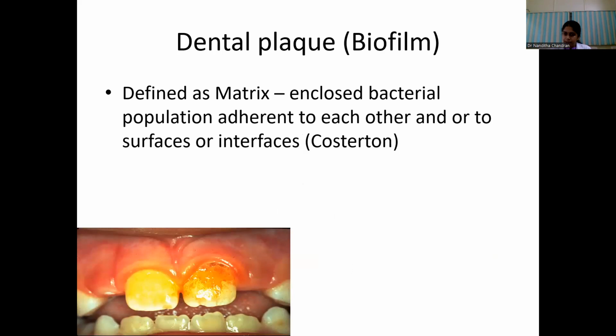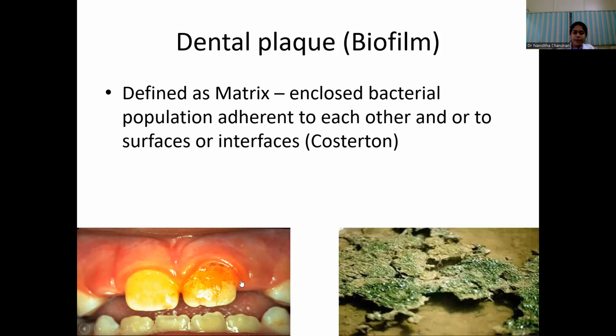We can compare the dental plaque to a biofilm. What is biofilm? Biofilm is what you can see on stagnant water bodies, for example, water in a pond. You have a slimy, greenish, yellowish layer on the surface. That is called a biofilm. It is a matrix enclosed bacterial population adherent to each other and/or to surfaces or interfaces, the definition given by Chandran. In this picture, you can see the plaque or biofilm on a deciduous tooth surface. Similarly, a biofilm on a stagnant water body.